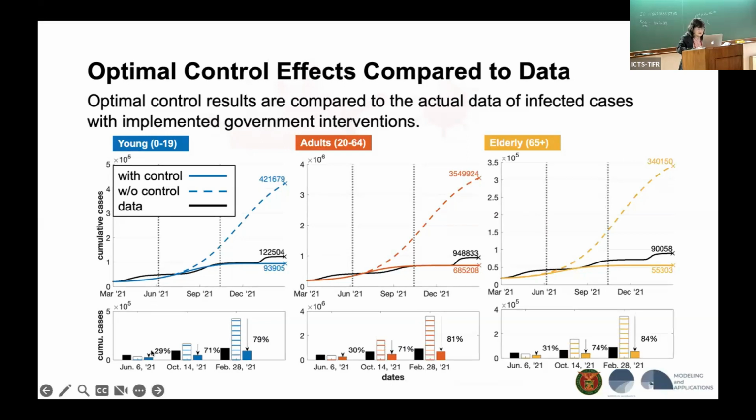So at the end of the first period, one can see the infected cases went down 29%, even for the elderly, who were not given the vaccine. And then for the adults, it went down 30%, and the elderly went down 31%. At the end of the second period, where the adults were allowed to get the vaccine, the decrease is even larger, from 29 to 71%, and for adults it's also 71%, and for the elderly it is 74%. And in the third period, where all three age groups were allowed to get the vaccine, it decreased 79%, 81%, and 84%.